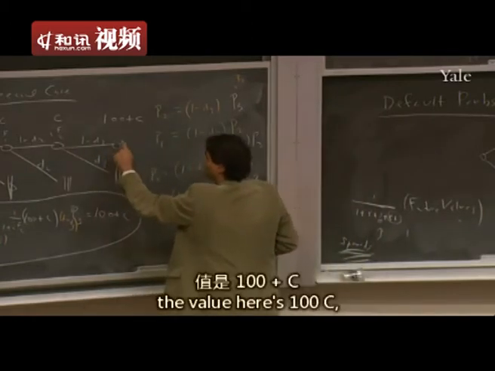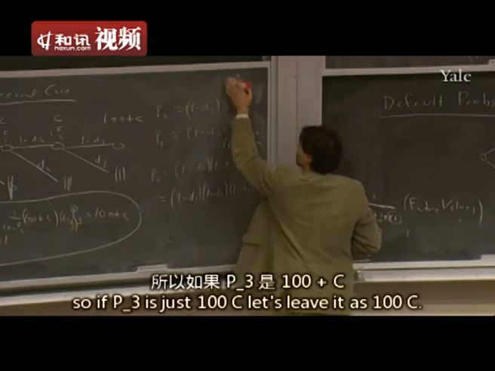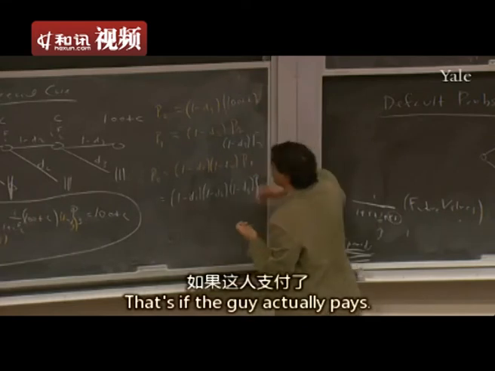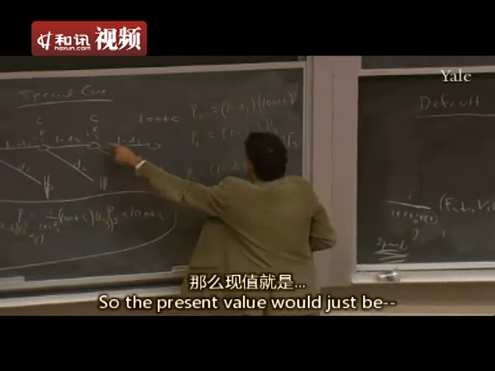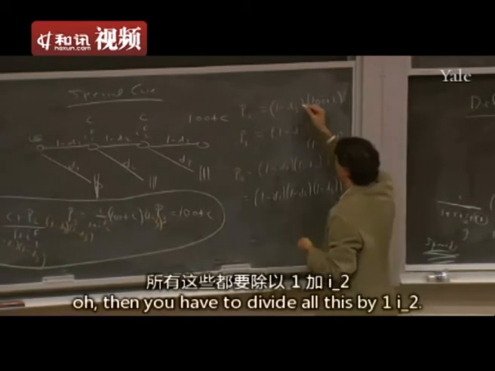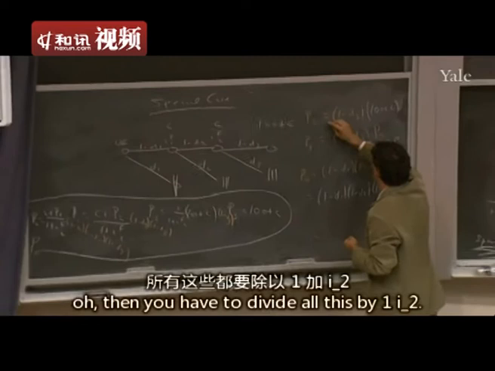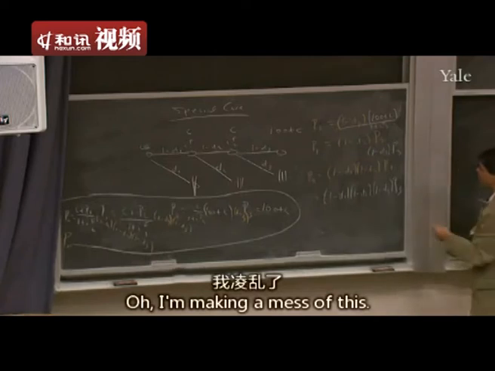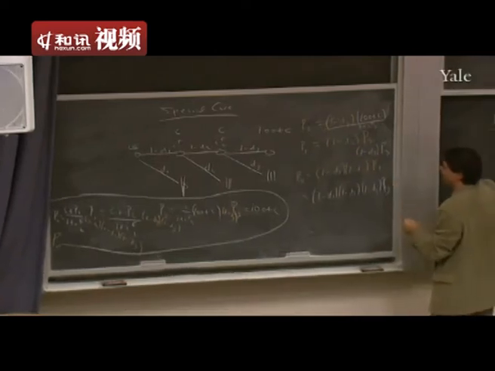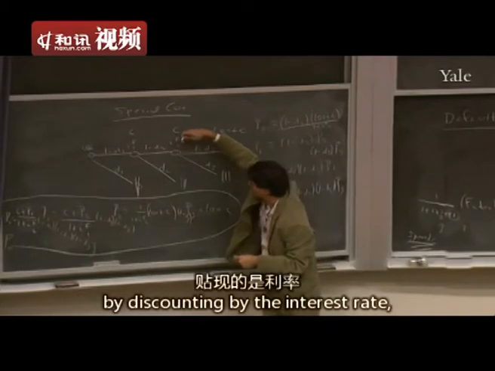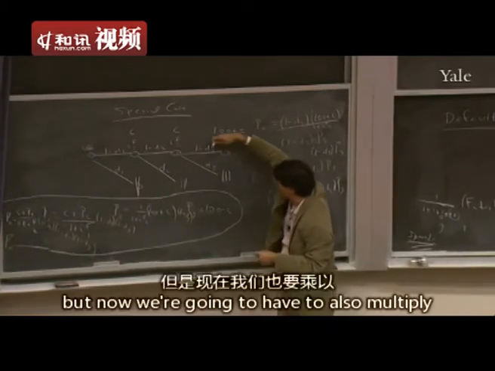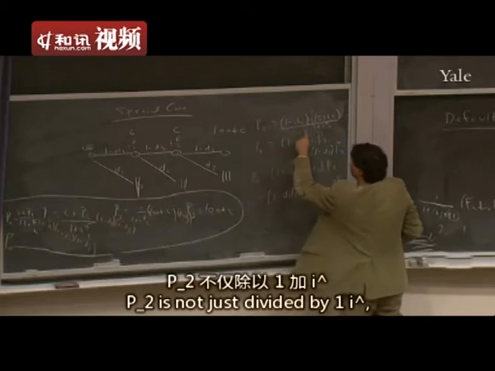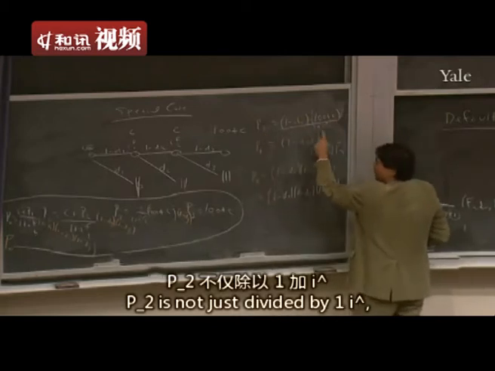Sorry, if you go from here to here, the value here is 100 plus C. So if P3 is just 100 plus C, let's leave it as that. That's if the guy actually pays. Then the present value would be, you have to divide all this by 1 plus IF2. Usually you'll go back from here to here by discounting by the interest rate. But now we're going to have to also multiply by the probability that you don't default to go back here. So we get a lower number. P2 is not just 100 plus C divided by 1 plus IF. That's the discounting.